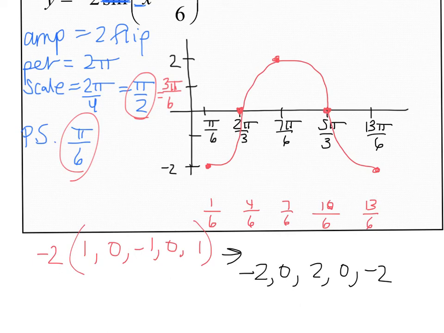A couple things I just want to point out looking at this graph. We talk about the range of a sine or cosine function as being from -1 to 1. However, since this graph had a change in amplitude, that changes the range. So this graph has a range of -2 to 2.